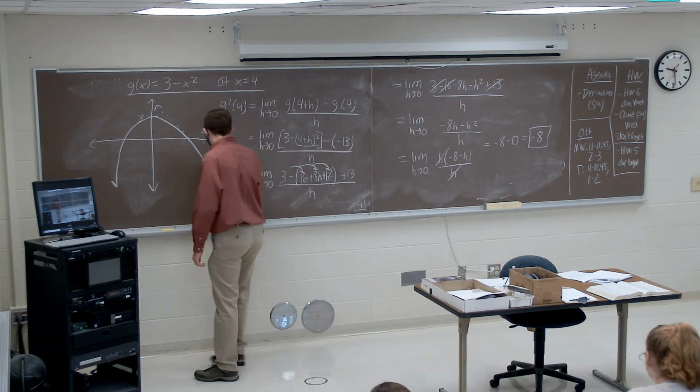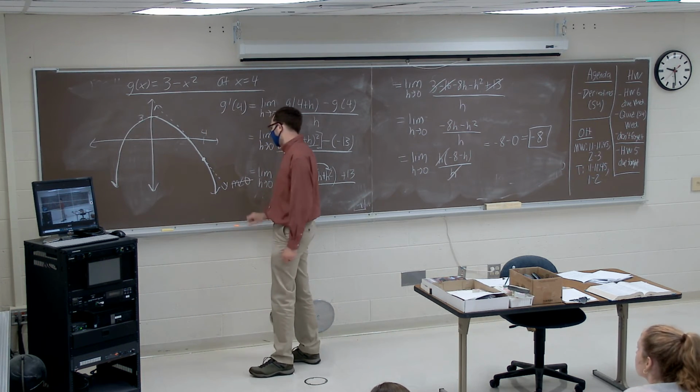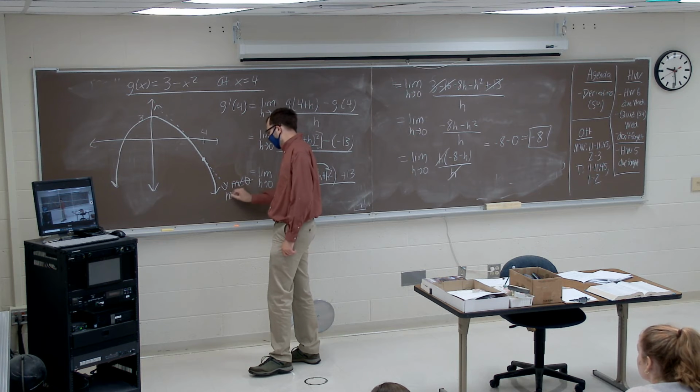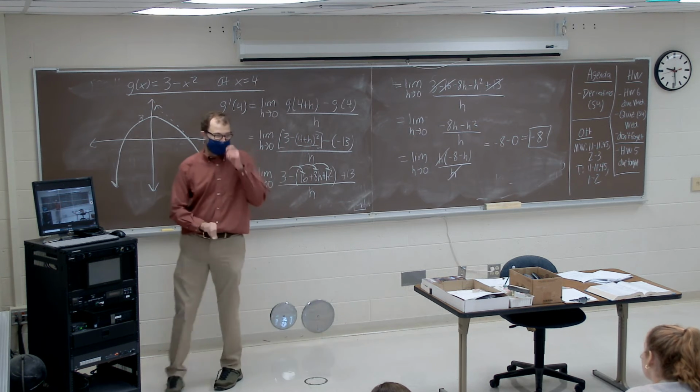So we now know exactly what this slope is. We can say something better than m is negative. We can say it comes out to negative 8.